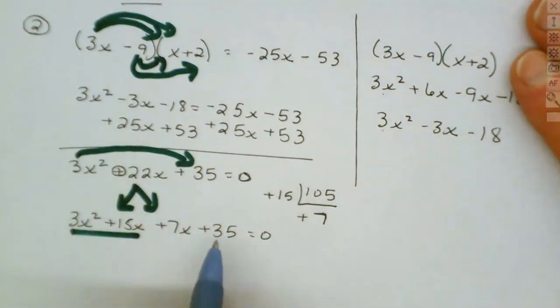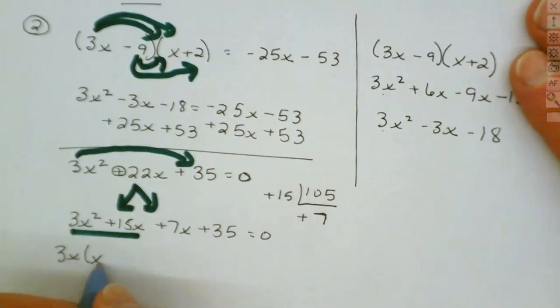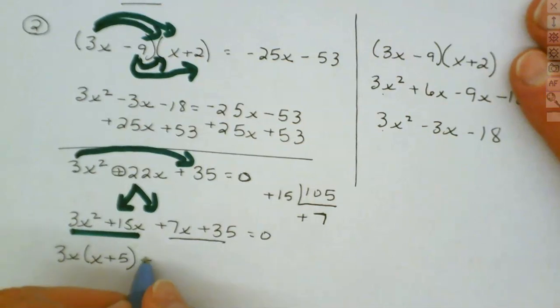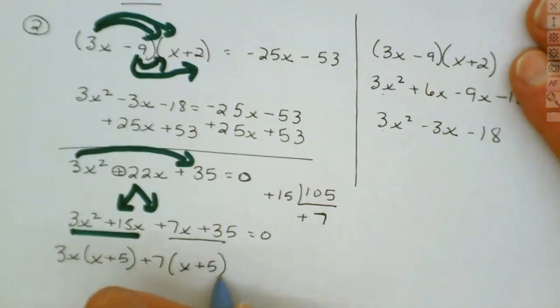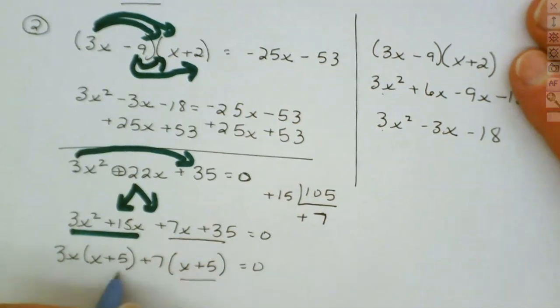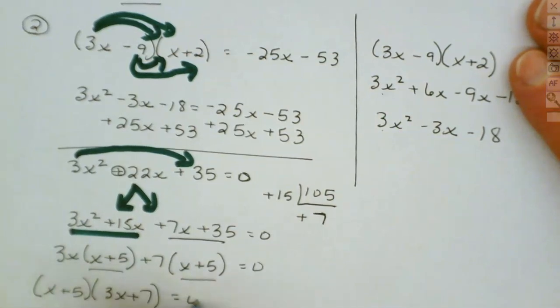So what are we going to do here? We're going to factor a 3x out, and that leaves you then with an x plus 5. Over here, we'll factor out a 7, and that's also going to leave you with an x plus 5. These are the same, which they should be. So x plus 5 comes out. 3x plus 7 is left over.